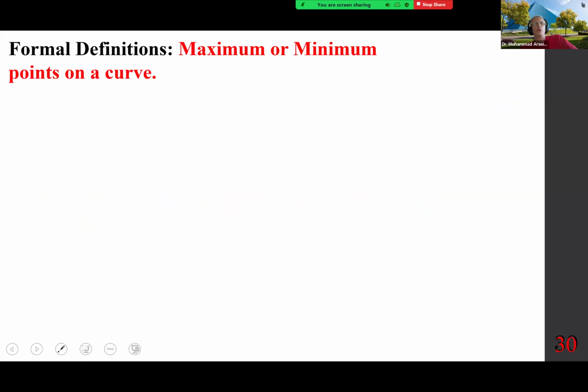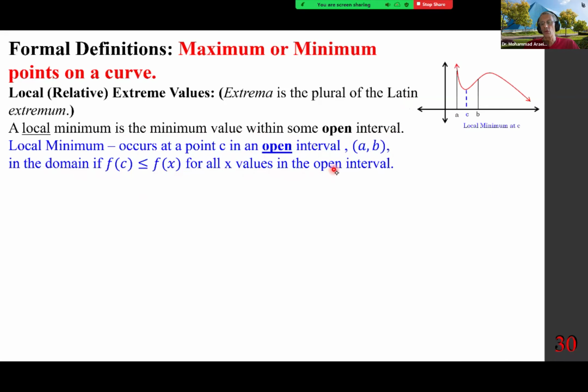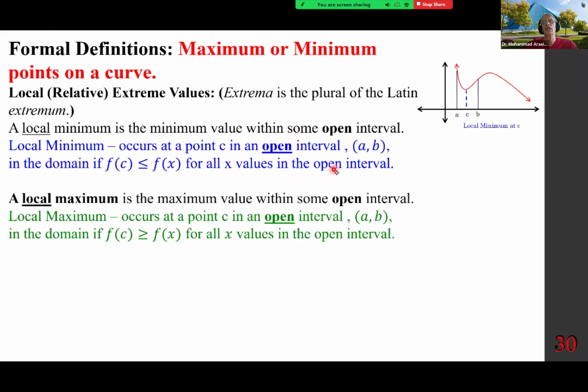All right. Formal definition, maximum or minimum points on a curve. Local, also known as relative extreme values. Extrema is the plural of the Latin extremum. A local minimum is the minimum value within some open interval. Local minimum occurs at a point c in an open interval of a to b in the domain if f of c is less than or equal to f of x for all x values in that open interval. So let me give you the second definition, and then I want to go back to the graph.